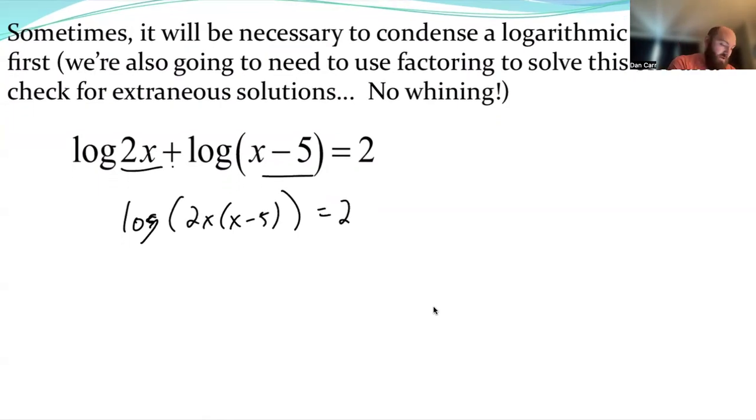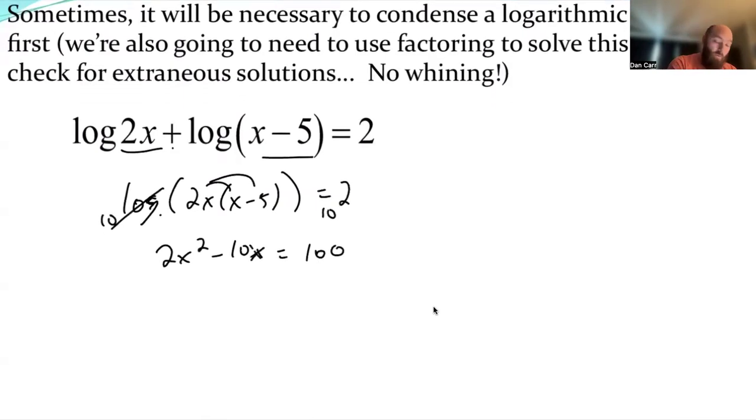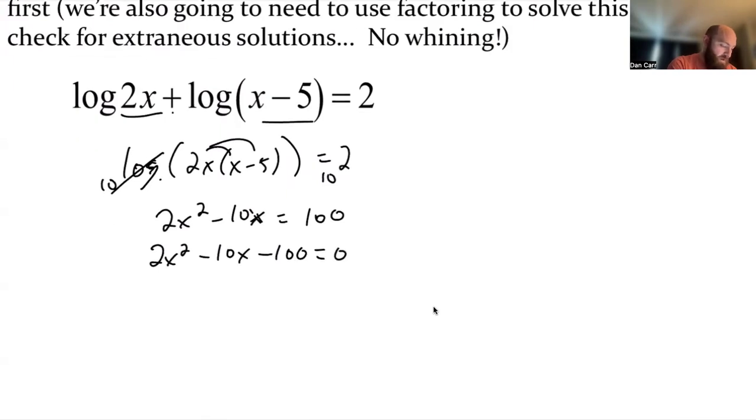Well, now I can distribute the 2x here like that, and I'm going to do two things at the same time. Since this is log base 10, I'm going to take base 10 to both sides like that. That way that goes away. So 2x squared minus 10x is equal to 10 squared, which is 100. So I'm going to solve this as a normal quadratic. That means it's going to be 2x squared minus 10x minus 100 equals 0. I can divide everything here by 2, so I get x squared minus 5x minus 50 equals 0.